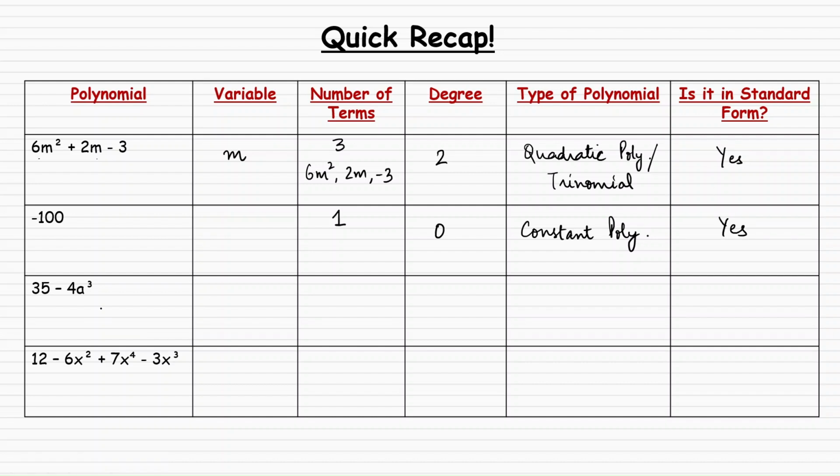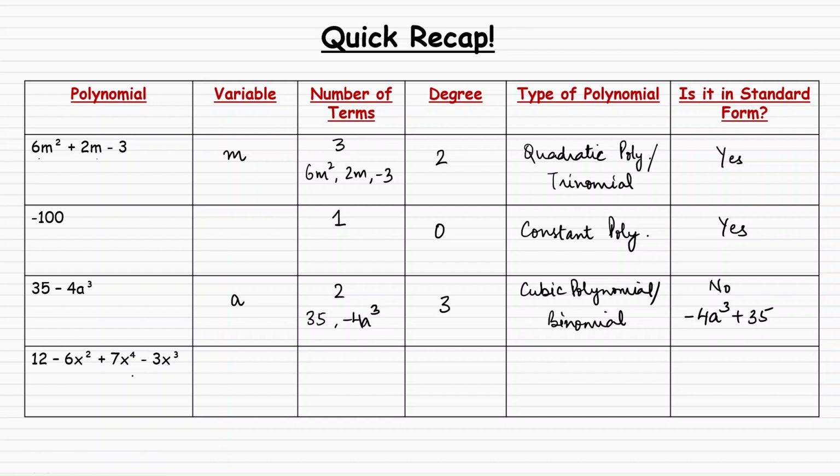Yes. 35 minus 4a cube. The variable is a. How many terms are there? 2. Which ones? 35 and negative 4a cube. The degree of this polynomial is 3. So, what type of polynomial is this? The degree is 3, so it's a cubic polynomial. And since there are just 2 terms, so it's a binomial too. Is it in a standard form? No. So let's write it in the standard form. We will be writing negative 4a cube first, followed by the constant term 35.